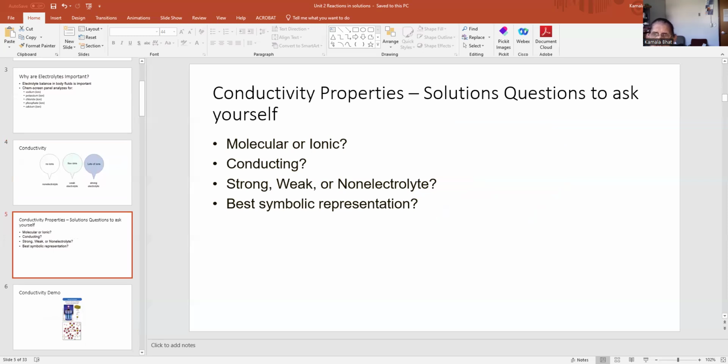Conductivity properties of solutions. Questions to ask yourself: Molecular or ionic? Conducting? If so, strong, weak, or none at all? And what is the best symbolic representation?